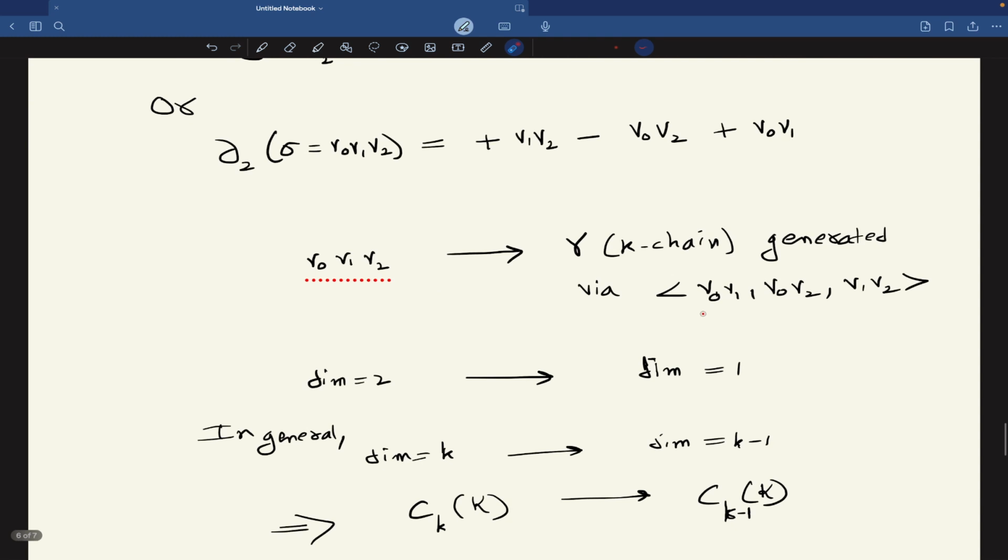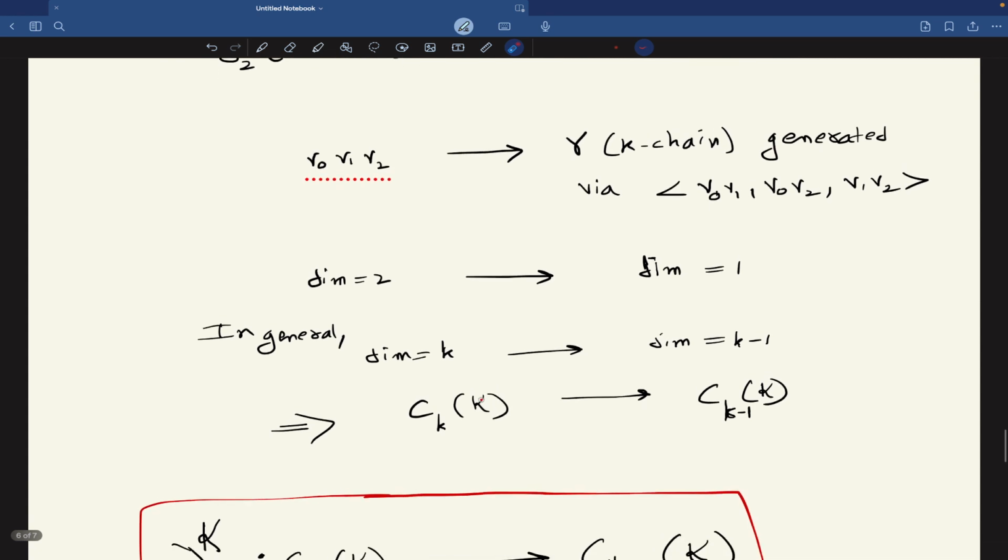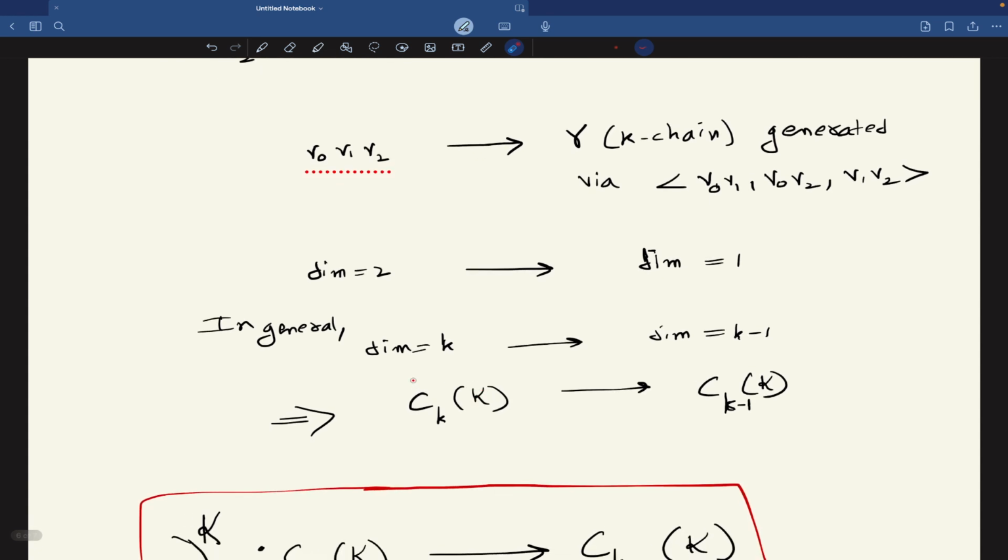right? So we can say that on applying the boundary operator from dimension 2, we have reached dimension 1. In general, on applying the boundary operator on a k-dimensional vector, we get a k minus 1 dimension, right? So this boundary operator is taking vectors from the Ck vector space and mapping them to vectors of the Ck minus 1 vector space.